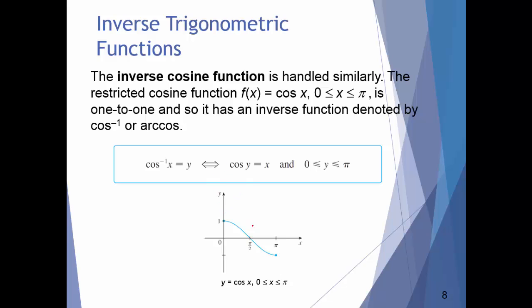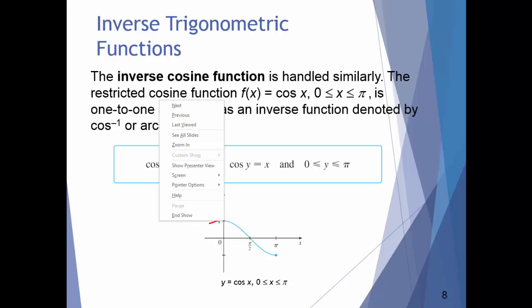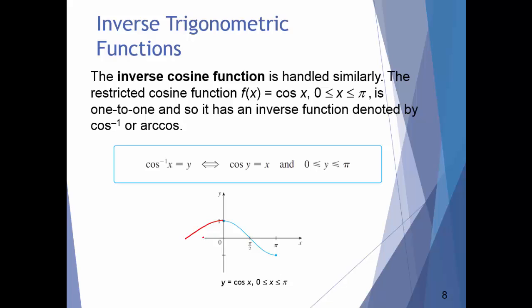And if you think about what this graph looks like, it should make sense why we couldn't restrict it from negative pi over 2 to pi over 2. Let me draw this graph in. Notice if I had gone negative pi over 2 to pi over 2, what sign is the cosine function always on that interval? Well, it's always positive, and we need to restrict this in a place where we would have both a positive cosine function and a negative cosine function. So that's why you'll always see a difference in these domain restrictions.